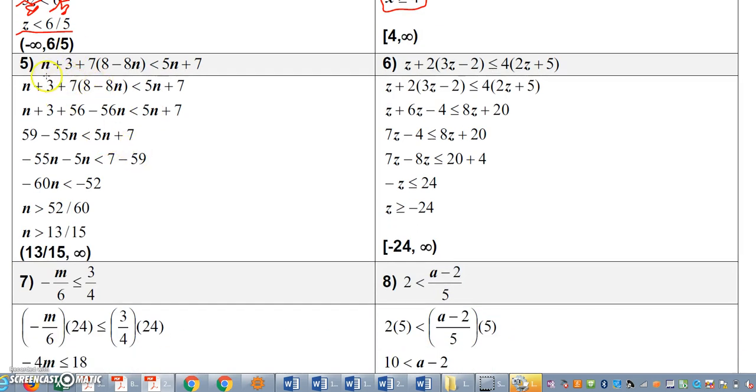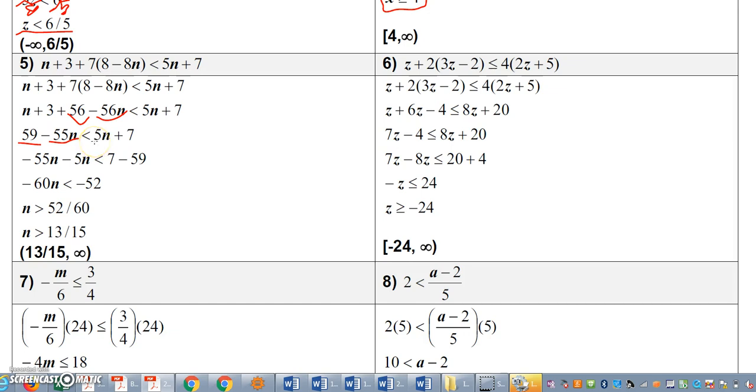Right here I have n plus 3 plus 7 times 8 minus 8n is less than 5n plus 7. So the first thing I'm going to do is distribute again. 7 times 8 is 56, and then 7 times negative 8n is negative 56n. Then let me collect like terms. You have 1n minus 56n, so that's going to give me minus 55n. And then I have 3 plus 56, that's going to give me 59. So I have 59 minus 55n is less than 5n plus 7.